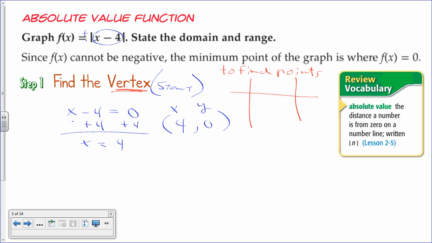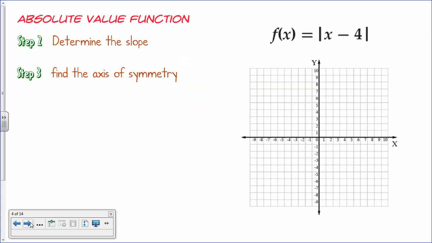Now, how do I know for sure? I can always take this and do what? Plug it in. Right, what's 4 minus 4? What's absolute value of 0? Everybody with me? Any questions? Okay, so now go to the next one. Find step 2, step 3. Is it at the bottom?